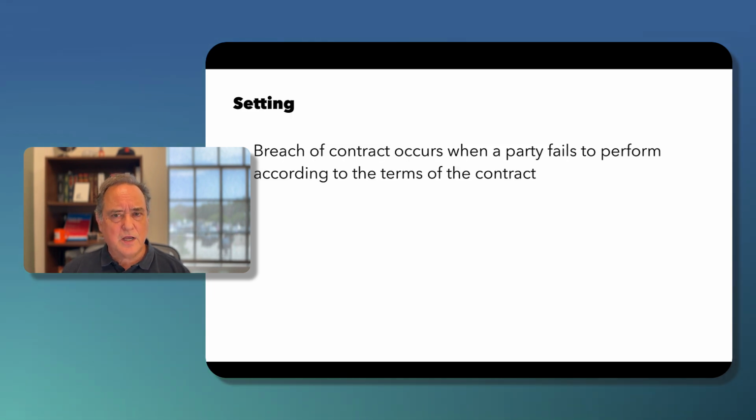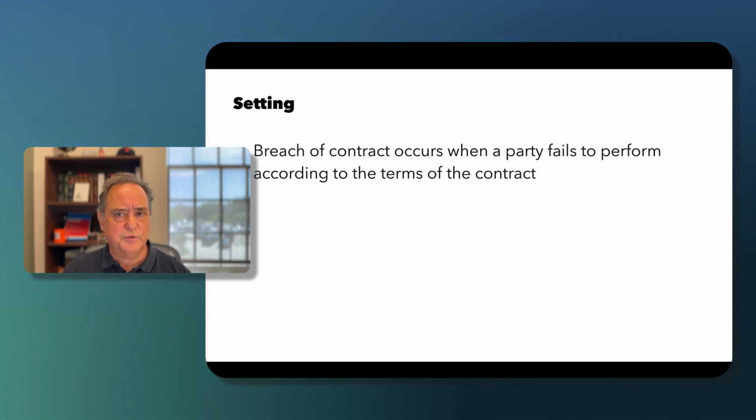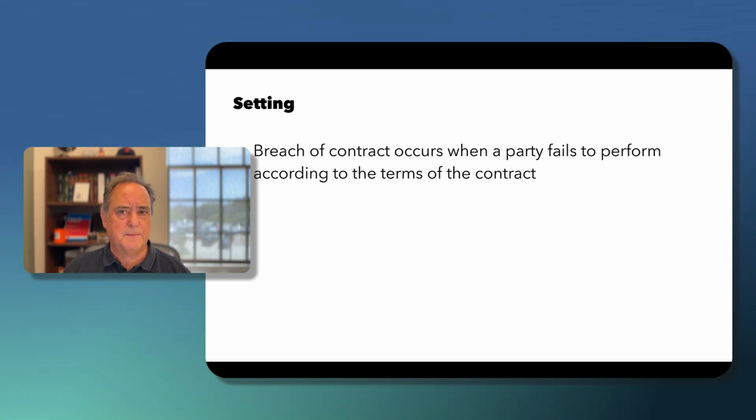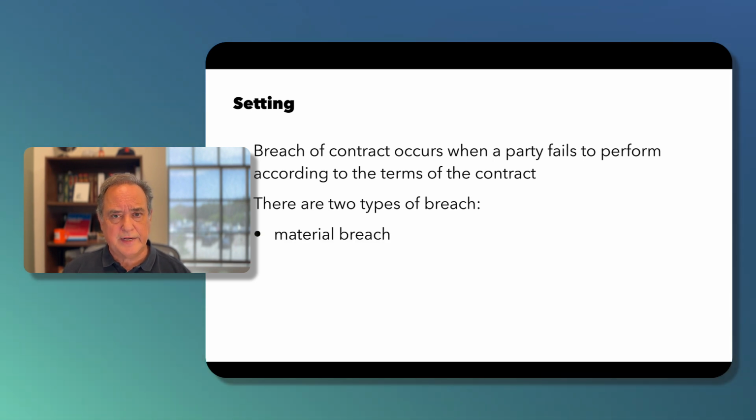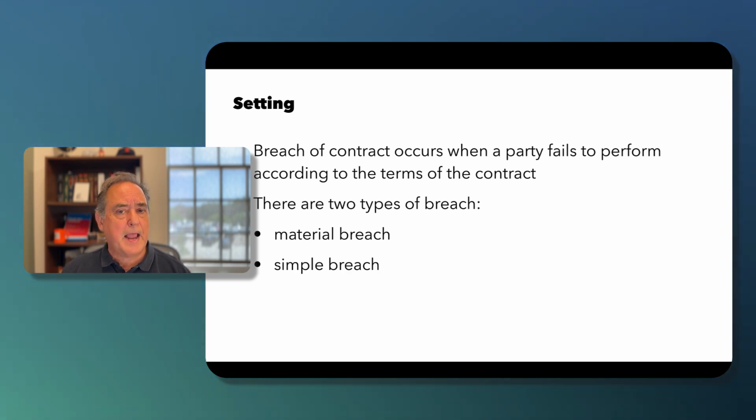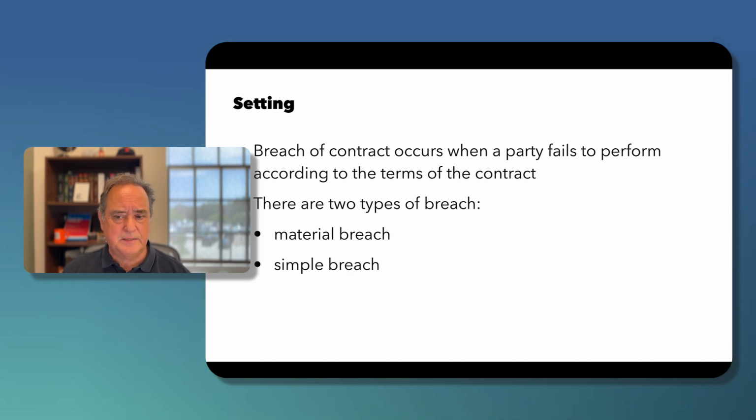Now, breach of contract occurs when a party fails to perform according to the terms of the contract. They fail to do what they were obligated to do under the contract. Now, there are two types of breach. The first being material breach, which your book refers to as total breach, and the other simple breach, which is a breach that is less than material.